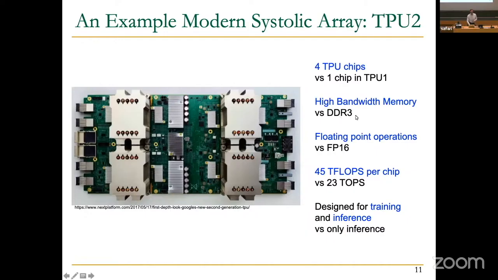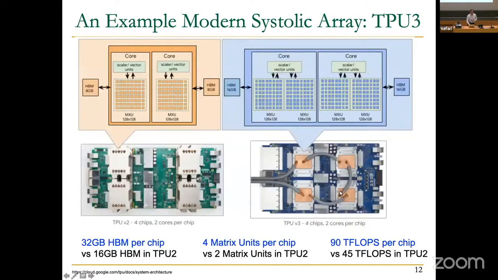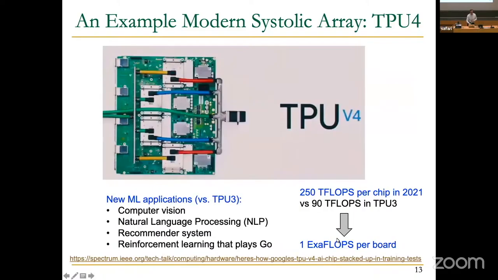So they basically replace the traditional memories with high bandwidth memories. As you can see, they actually add floating point operations and they increase the computational power. And then TPU3 has even higher bandwidth and larger memories, more matrix units, as you can see, not just 2 systolic arrays, but 4 systolic arrays now. And then the teraflops is increasing. And this is the latest one that they have exposed at least. And they're targeting many, many applications over here.